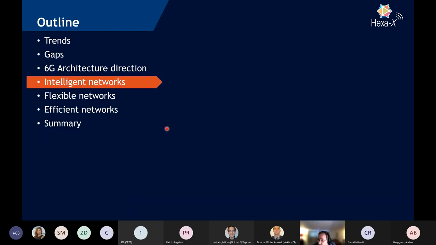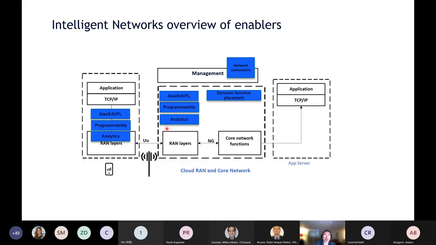Now I will dig a little bit into some of these areas, the intelligent networks. I will not dig into all the parts that we have in the latest deliverable. That's just too much. So here the blue boxes are placed. You can see this is the UI, the application interface, and then we have the cloud RAN and core network and the application server. So you just place these different enablers and components on different areas, just to give a view of what we are doing. You can see this is the AI box, about AI as a service, AI protocols in the network, federated learning. We have the programmability, both network and UI, and analytics. We have also dynamic function placement and network automation here. I will just dig into a few of these.